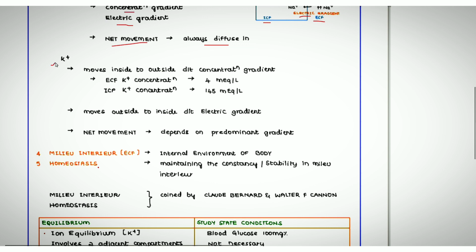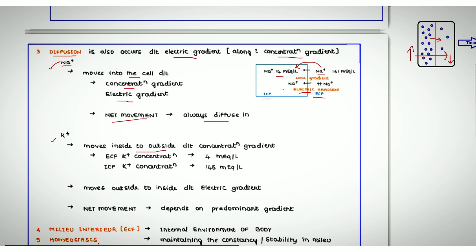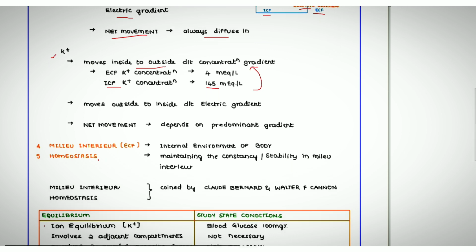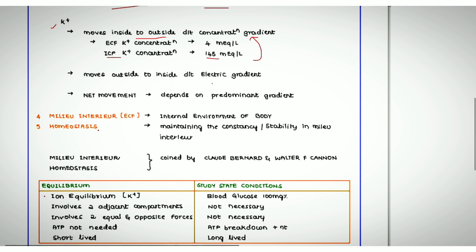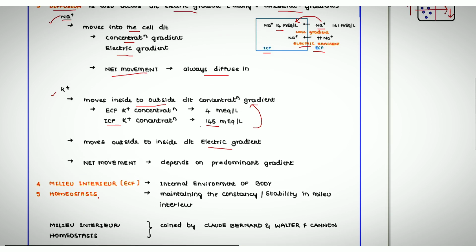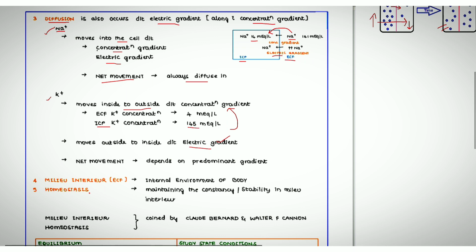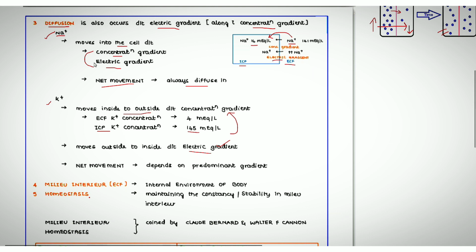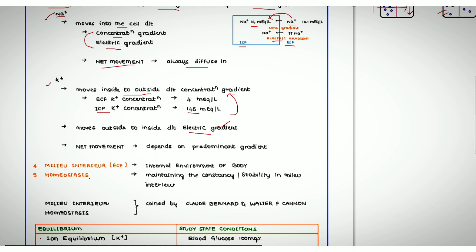The second example we are going to take is potassium. Potassium moves from inside to outside the cells, that is from ICF to ECF, because ICF has a higher concentration, that is 145, and ECF has a lower concentration, that is 4, and it will move until it reaches equilibrium. It moves from outside to inside due to the electric gradient. So movement of potassium occurs only because of the electric gradient, and movement of sodium occurs due to both concentration and electric gradient. This is one of the most important points you should remember for MCQs. They'll give options like A, B, C, both A and B, and none of the above. You have to select carefully which one is correct.